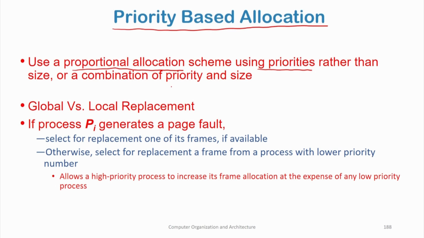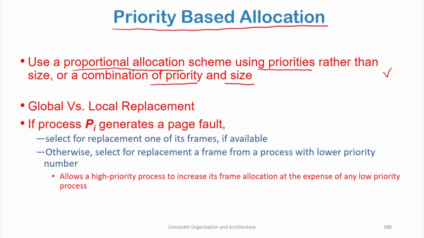So, we can also do a proportional allocation based on a combination of priority and size, instead of going aggressively for only priorities. A combination of priority and size balances both priority as well as the requirements of the processes. It takes care of both the priority of the processes and the requirements of the processes in number of frames. It tries to look at both ends and do a better allocation. Okay. So, this is all with priority based allocation.